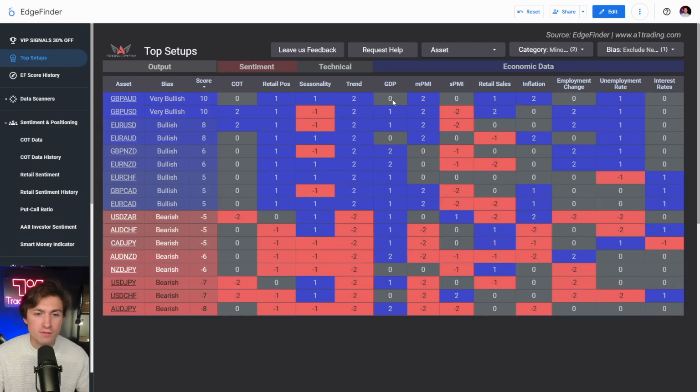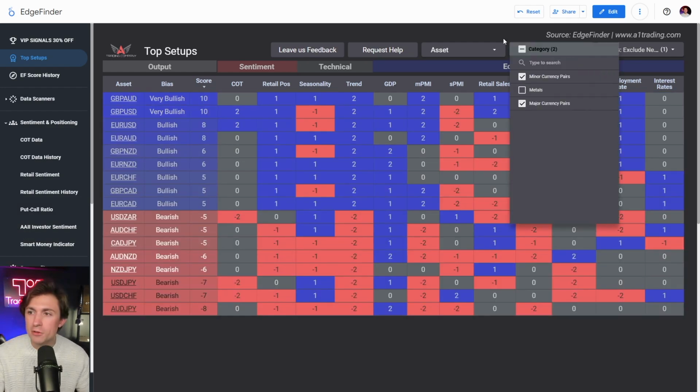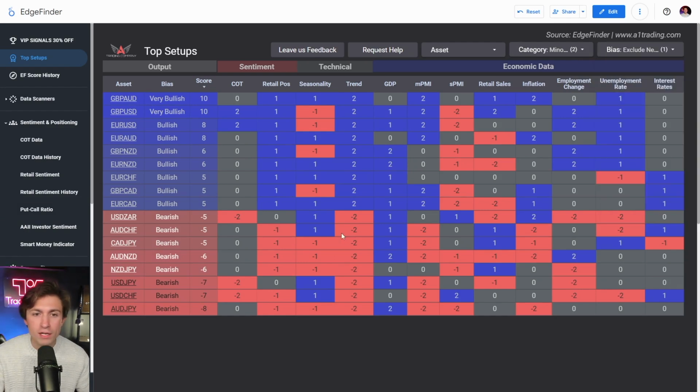Now what I've done is I've selected over here minor and major currency pairs, and I've removed neutral readings, and you can see that the euro and the pound continue to get bullish signals as they have for a couple weeks now, and at the same time we do still see some yen pair weakness. Aussie yen, dollar Swiss, dollar yen, Kiwi yen, Aussie Kiwi, CAD yen, Aussie Swiss, and dollar ZAR.